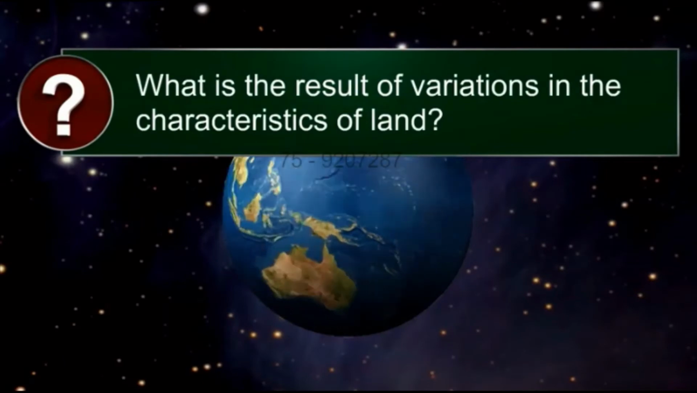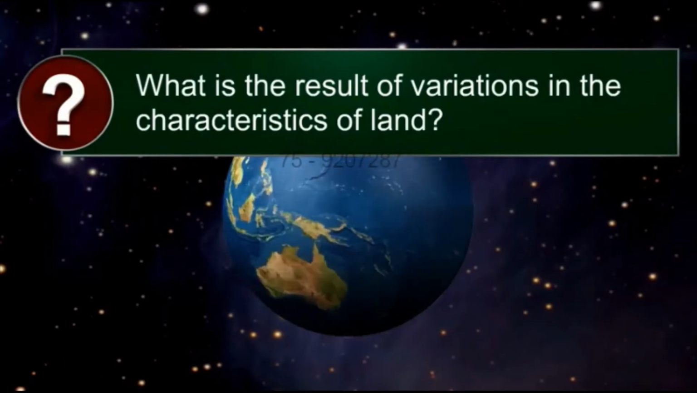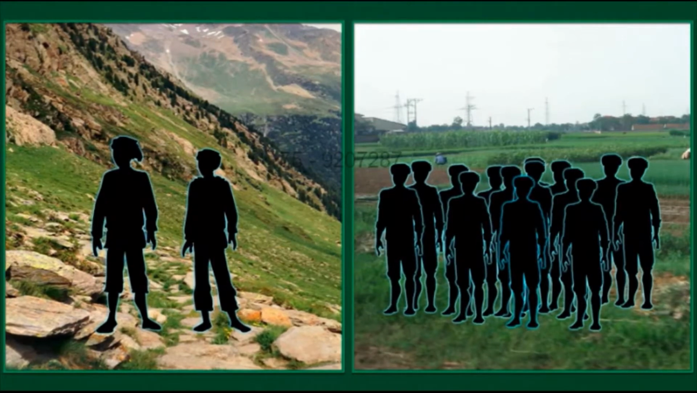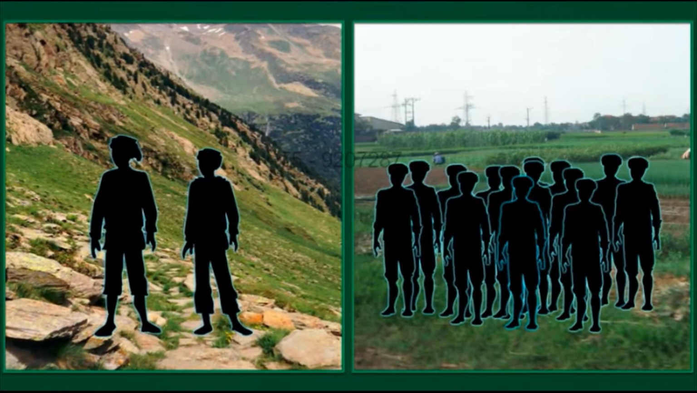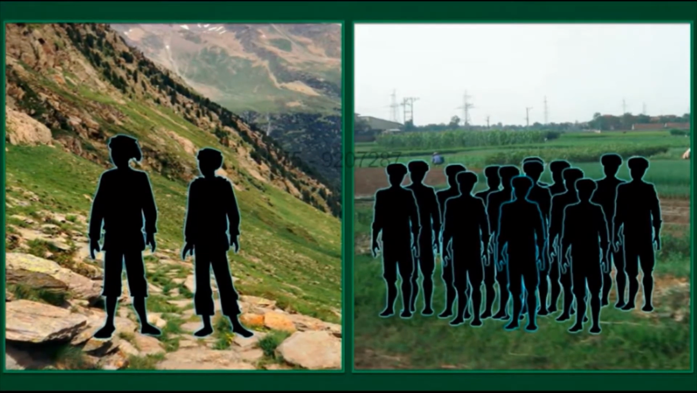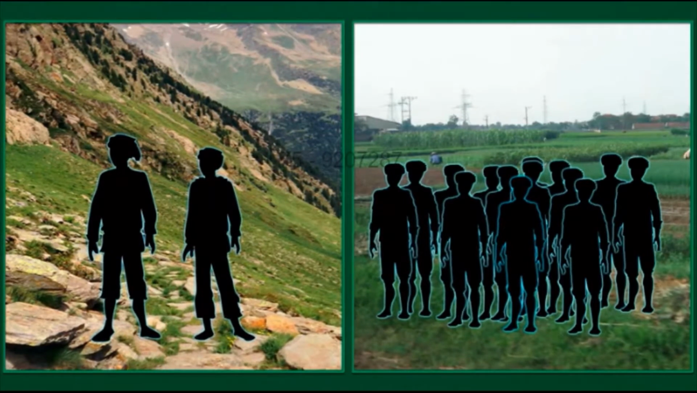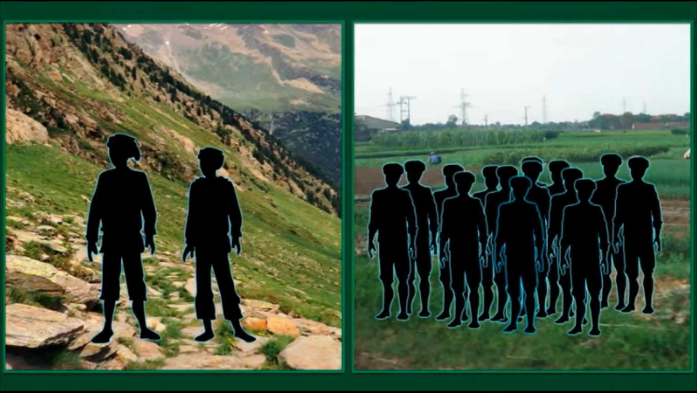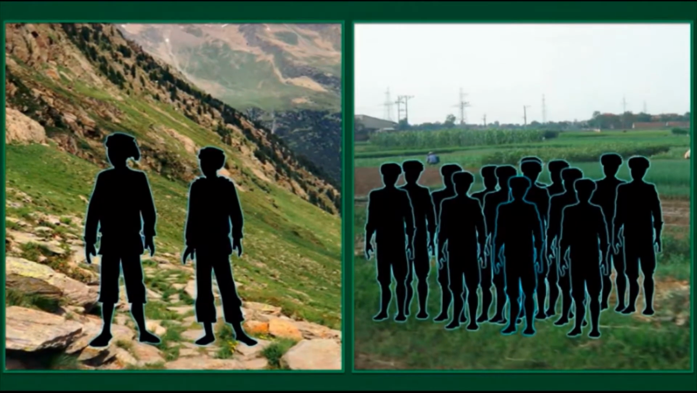What is the result of variations in the characteristics of land? Population distribution depends on the land characteristics and the climatic features of a place. Thus, variations in land and climate account for the uneven distribution of population in different parts of the world.